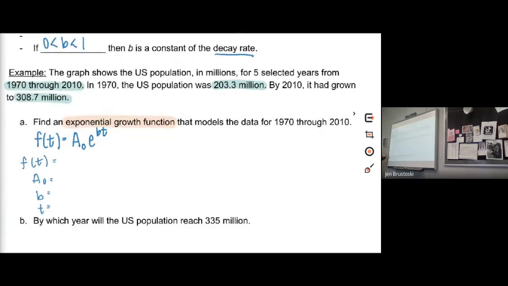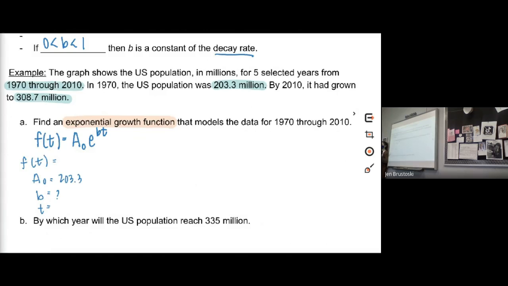All right, so a naught is our starting population. What's my starting population according to the problem? 203.3. That is in millions, so we'll have to remember in our final answer to put our answer in millions. Is there any indication of b, our growth or decay rate? Usually given as a percentage or something like that. No. So that is what we are looking for.